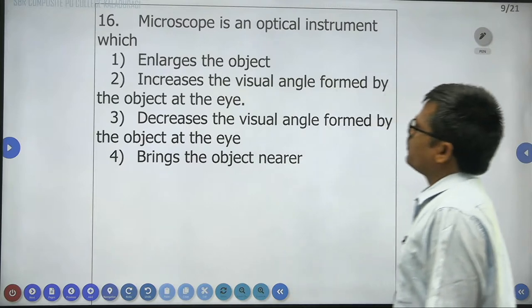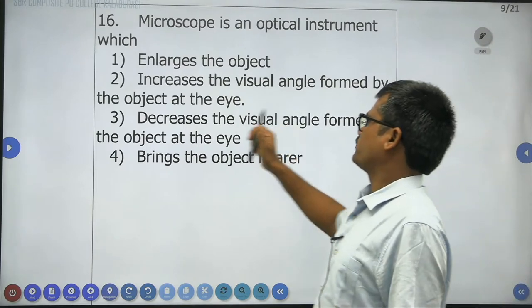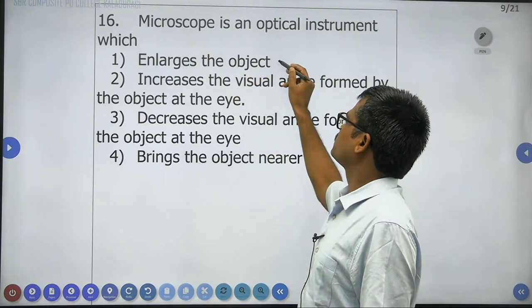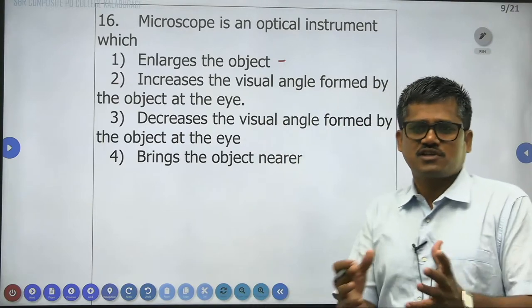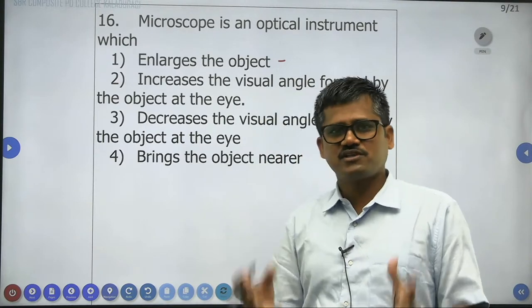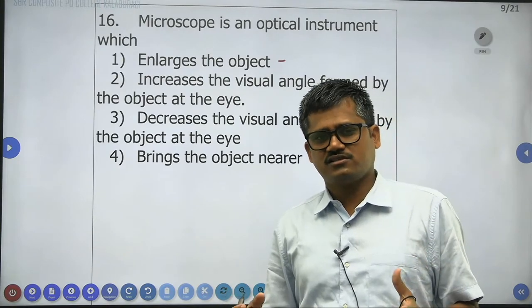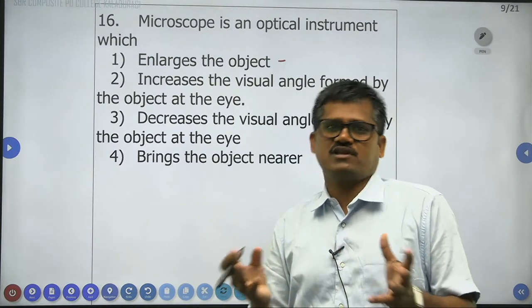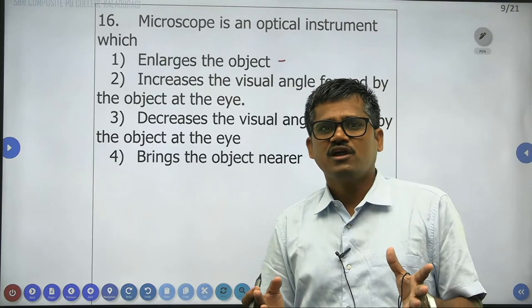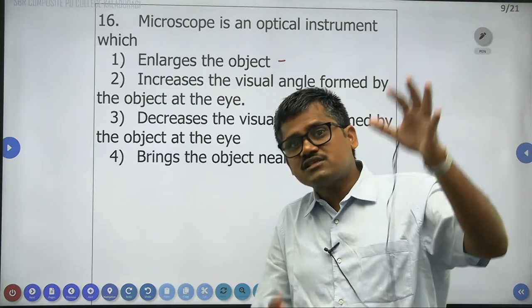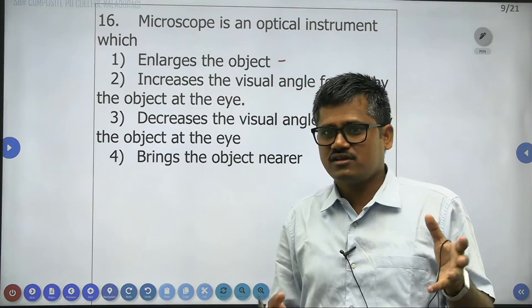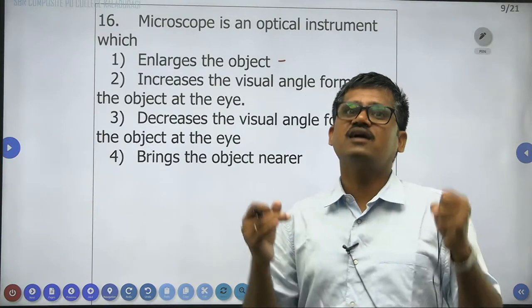Done. A microscope is an optical instrument which enlarges the object. Remember, the object size truly remains the same. What the optical instrument does, using a couple of lenses in combination, is increase the size of the image. I mean, it will create a higher angle at the eye.